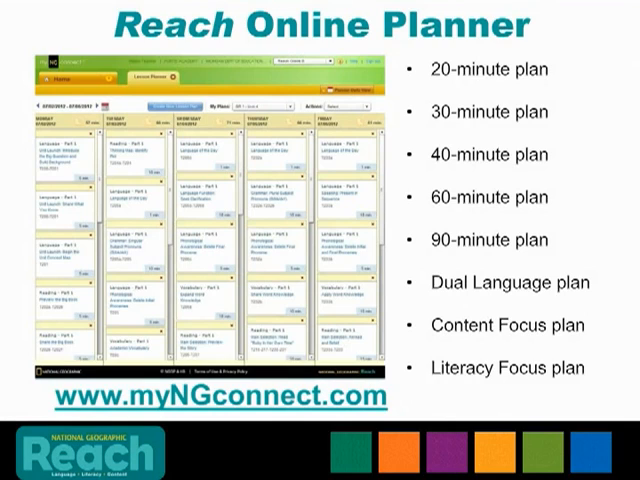By using our online lesson planner, you can find a plan that will fit your instructional needs no matter what the instructional time frame. We have ready-to-go plans for 20, 30, 40, 60, and 90 minutes for use in a dual language model, along with content and literacy focus plans. To learn more about the Reach Online Planner, please make a note to view the Reach Online Lesson Planner video tutorial that shows you how to create your own plans, share plans, print plans, and more.